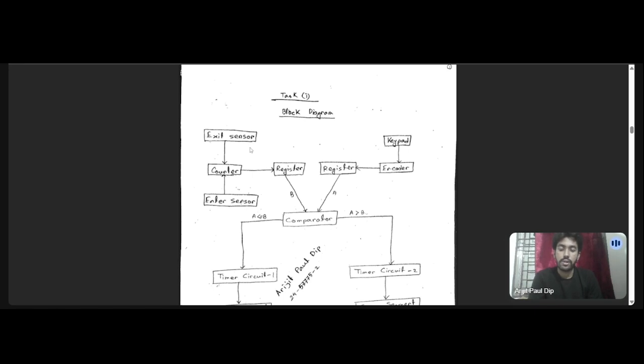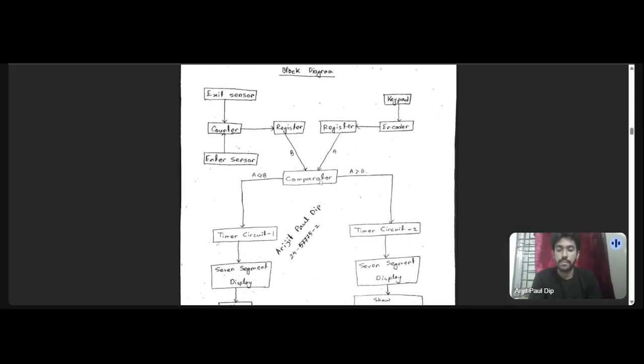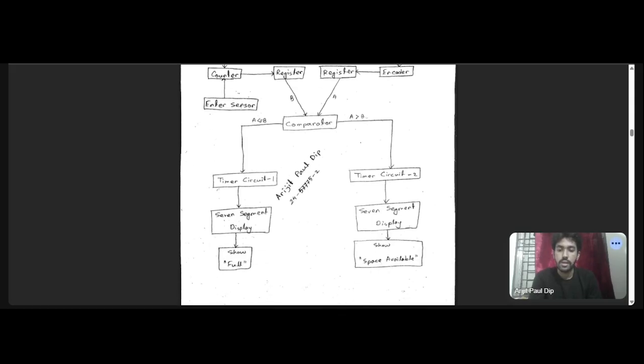Also in the block diagram, we have said the same thing. The exit sensor and entering sensor give the information to the counter, the keypad gives the information to the encoder, and both of them then pass their information to the registers, and the registers pass their values to the comparator, and the comparator gives the decisions.